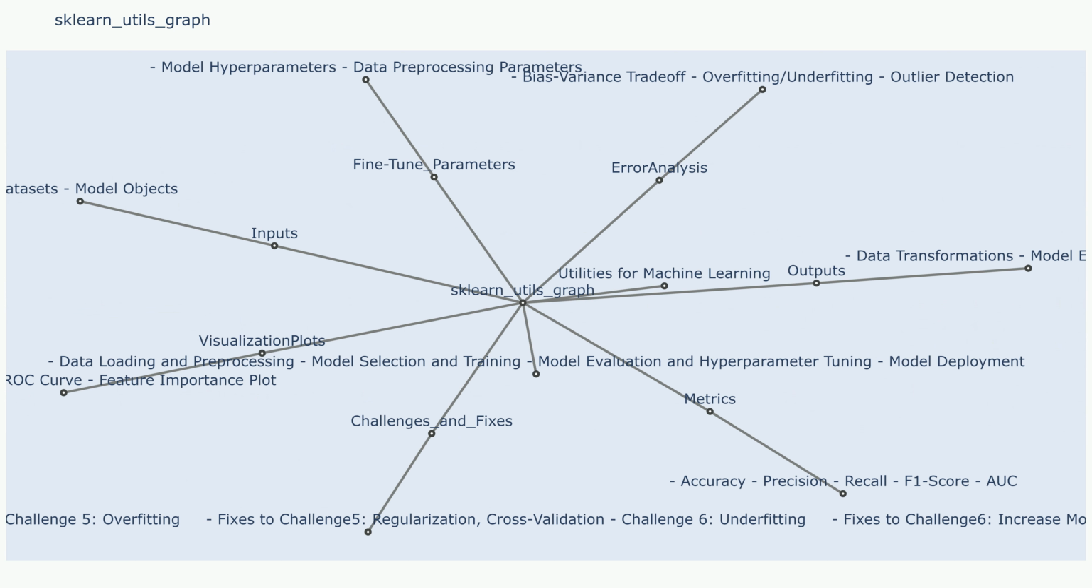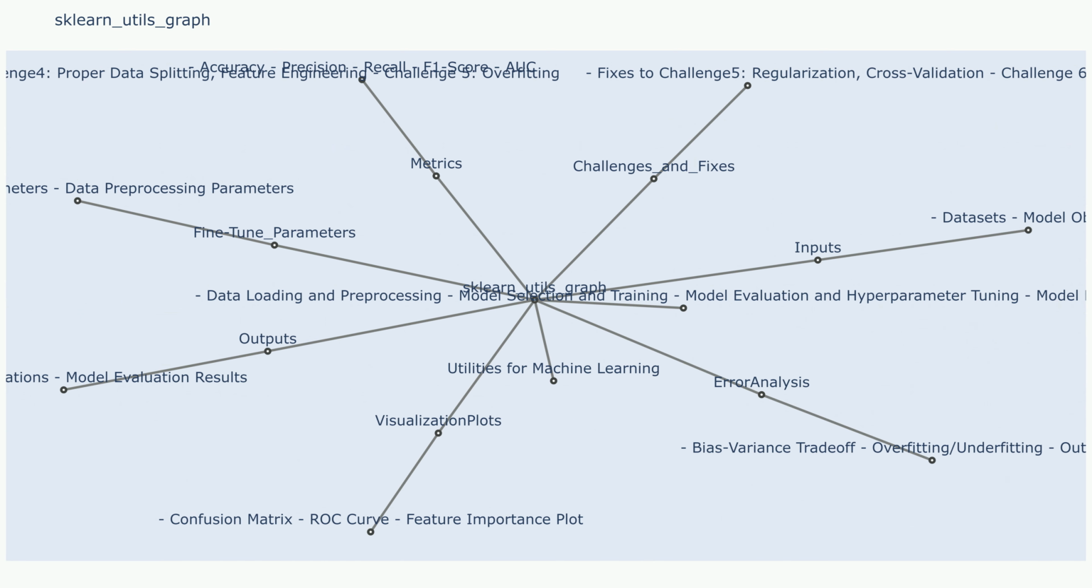Visualization plots: scatter plots visualizing the relationship between features in the dataset. Histograms showing the distribution of features. Pair plots creating pairwise scatter plots of all features in the dataset. Confusion matrix representing the performance of a classification model by showing true positives, true negatives, false positives, and false negatives.